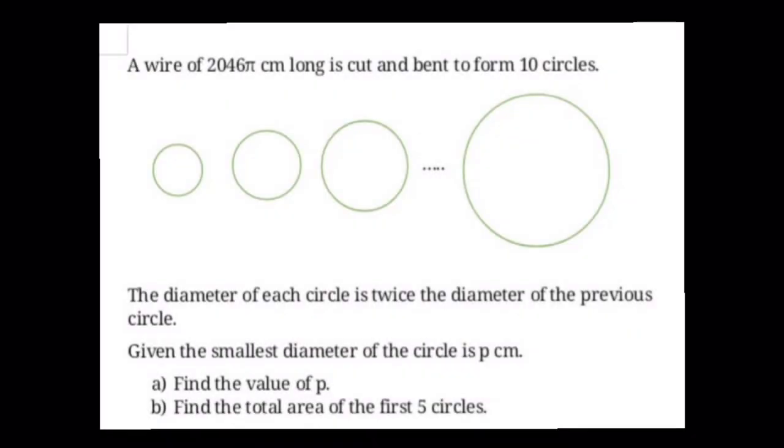A wire of 2046 pi cm long is cut and bent to form 10 circles. The diameter of each circle is twice the diameter of the previous circle. Given the smallest diameter of the circle is p cm. A. Find the value of p. B. Find the total area of the first 5 circles.